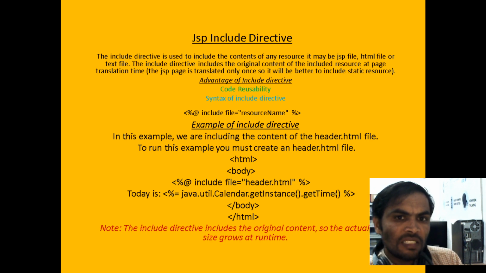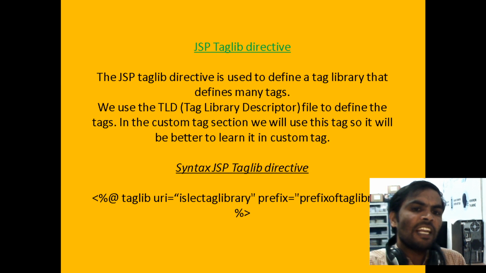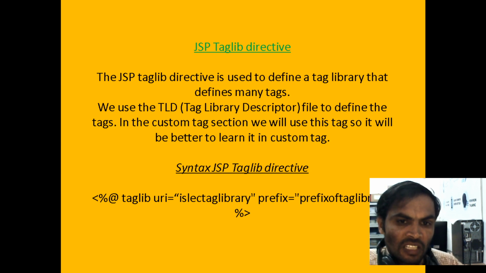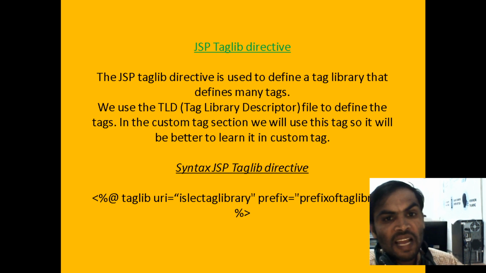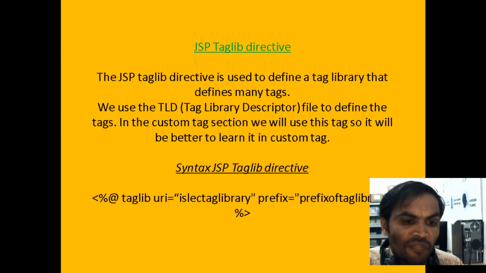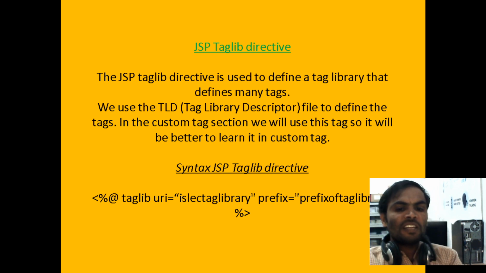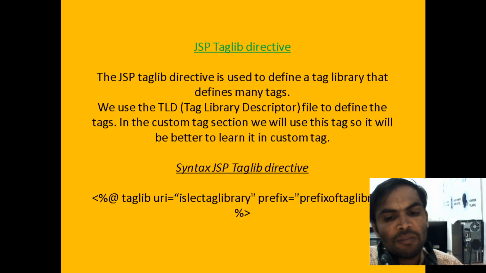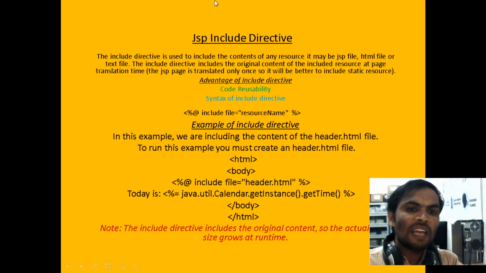Now the last directive is the taglib directive. This taglib directive is used to define the tag library. If you want to define any tags under the JSP, at that time we should use a taglib directive. We use the tag library descriptor file to define the tag. For example, if you want to define the tag for your JSTL library, we should give the prefix, the prefix of the tag library. If you want to define the element name, at that time you should use tag libraries.